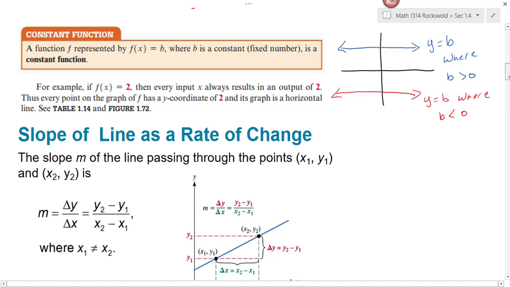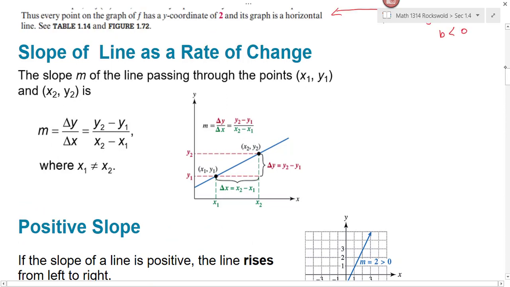The slope of a line we can think of as a rate of change, and how we calculate the slope of the line is we look at the change in the y values divided by the change in the x values. This is a Greek letter delta. Delta in mathematics means change. Across all mathematics courses and even in physics we use delta to represent change. So this just means we look at the difference between y2 and y1 and the difference between x2 and x1. That's the formula for the slope of a line.